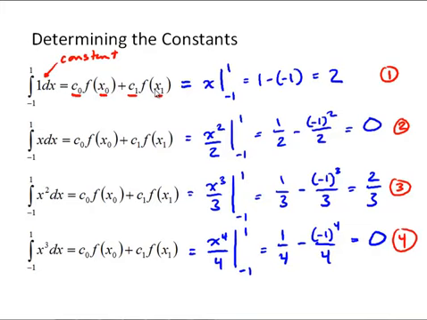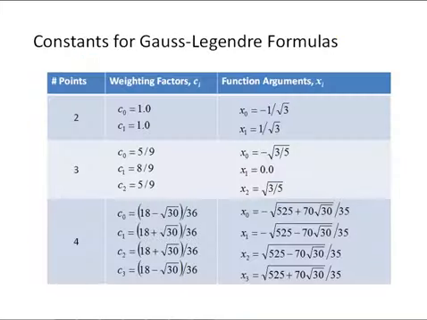And we can go ahead and solve those 4 equations for the 4 unknowns, and the results are shown in this next table here. So here's the constants. For the 2-point Gauss-Legendre formula, the constants C0 and C1 each come out to 1.0, and we take our function evaluations at x0 = -1 over root 3 and x1 = +1 over root 3.